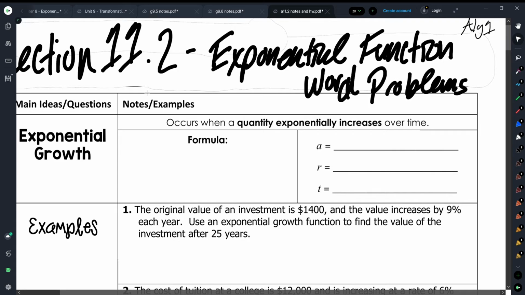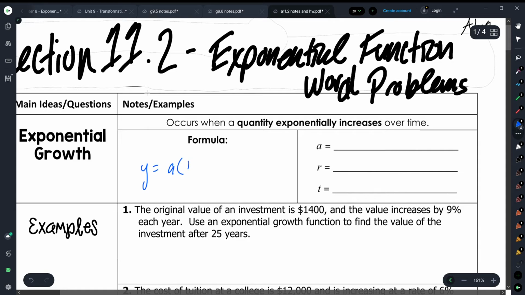Our formula for this is y equals a times 1 plus r, and that's raised to the t power. A is your initial amount, basically the amount you start with. R is the growth rate, basically the rate the initial amount is increasing by.